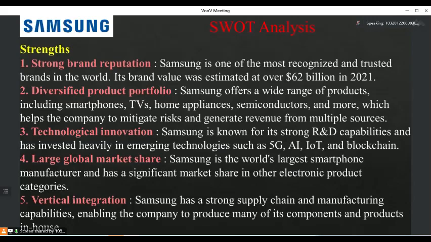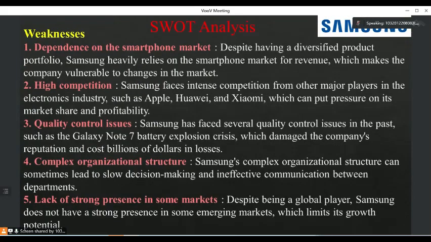SWOT analysis. Strength: strong brand reputation, diversified product portfolio, technology innovation, large global market share, vertical integration. Weakness: dependence on the smartphone market, high competition, quality control issue, complex organization structure, lack of strong presence in some market.